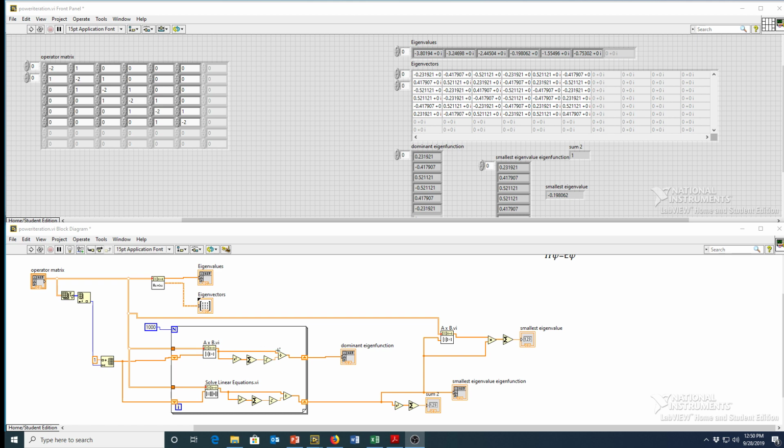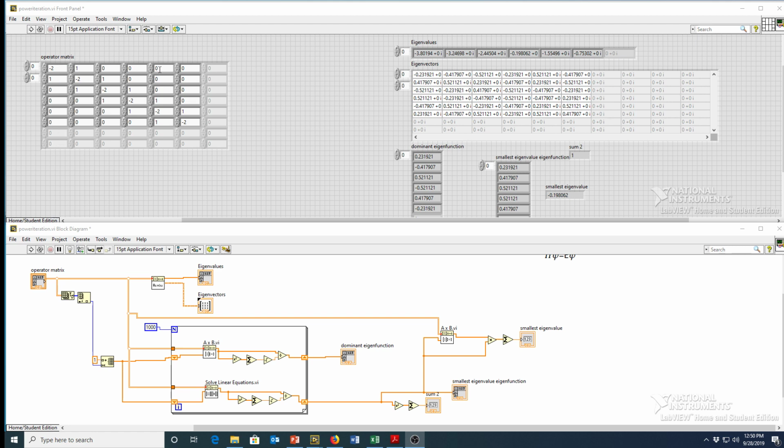Okay, so we just learned how to use the power iteration method, and actually more specifically the inverse power iteration method to find the smallest eigenvalue eigenfunction, which is the ground state wave function and the corresponding energy level. And this is easy enough to write the code for, but this is not exactly the form of the operator matrix that we're using.